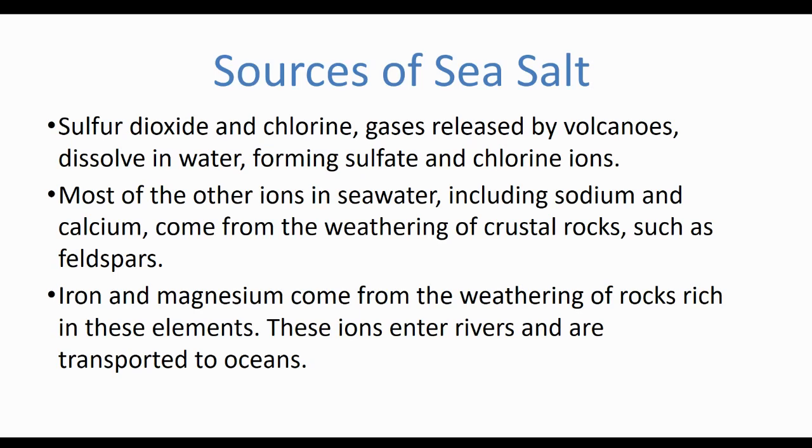Other sources of sea salt are sulfur dioxide and chlorine, which are gases released by volcanoes. They dissolve in water and form sulfate and chloride ions. Most of the other ions in seawater are a result of weathering and erosion of rocks. The weathering of rocks further inland, and then the erosion of those rocks as they're carried by rivers down to the ocean. Iron and magnesium, for example, are weathered, enter rivers, and are transported to the ocean.